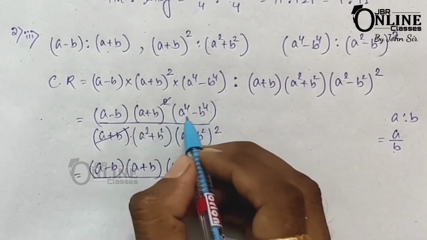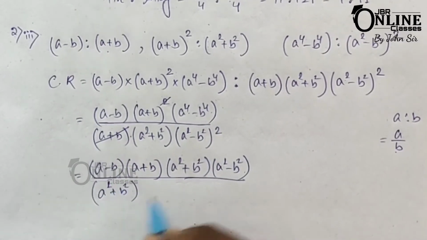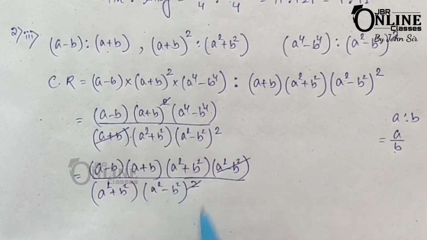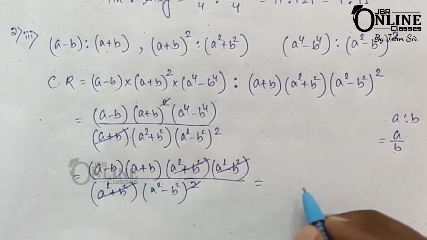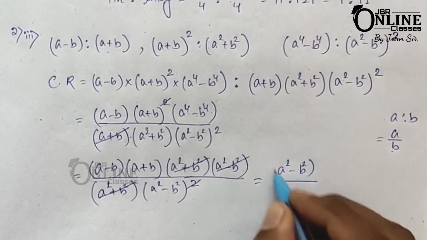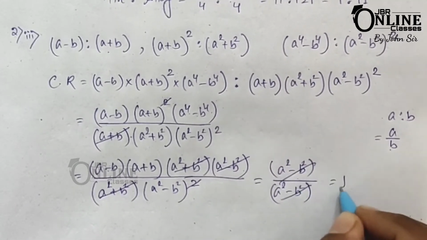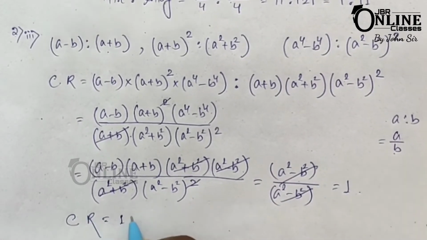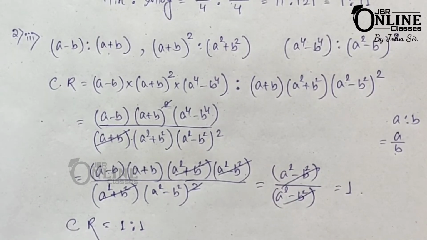So here we can apply the formula a square minus b square. Now here a square plus b square into a square minus b square whole square. So a square minus b square cancels with this one, and a square plus b square cancels with this one. Now here a minus b into a plus b, so the formula gives a square minus b square. In the denominator there is also a square minus b square, so they cancel out and that equals 1. So the compound ratio equals 1 is to 1. So 1 is to 1 is the final answer.